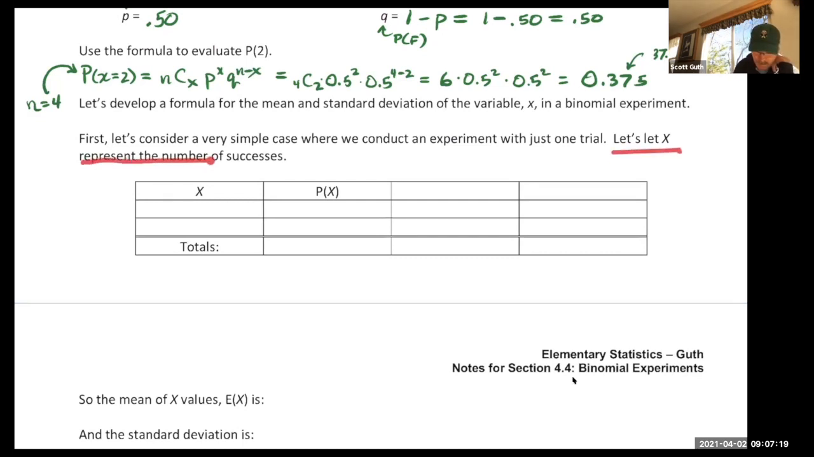So let x represent the number of successes. Again, there's just one trial here. So that means n is 1. Okay. That's how many coins you're dropping. So if you drop 1 coin, you're either going to get 0 heads or 1 head. And don't forget, little p is the probability of success in one trial. So if you get 0 heads here, that means you had a tail, which is a failure. And the probability of failure is q. So we would put a q down here for the probability of 0 successes.